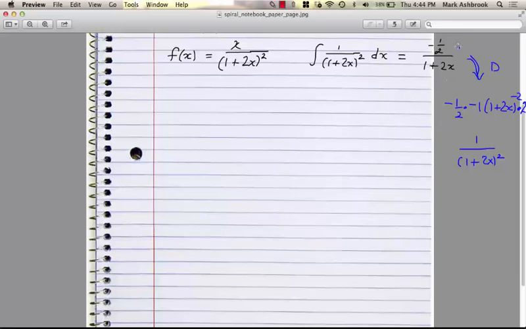So is my antiderivative correct? Okay, so this means that the derivative of negative 1/2 over 1 plus 2x equals 1 over 1 plus 2x quantity squared. So here's what we're going to do. We're going to take the power series for this one first, and then we'll do the derivative of it, and we'll have the power series for that, and then we'll take that power series and we'll multiply it by x, and we'll have the power series for this. Does that make sense?